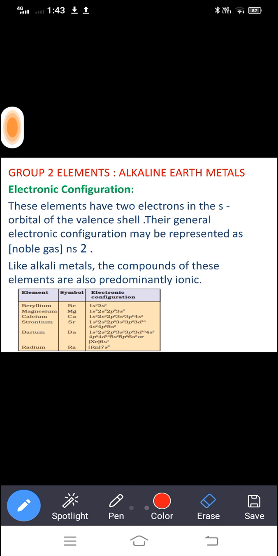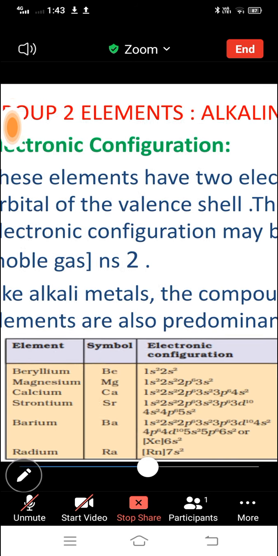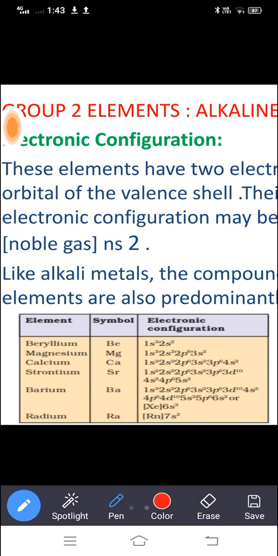Like the alkali metals, the alkaline earth metals are also ionic, because when you move down the group, the electropositive character increases, so they will be ionic only. If you note down the electronic configurations, it will help to understand the general electronic configuration. For beryllium it is 2s2, magnesium 3s2, calcium 4s2, strontium 5s2.